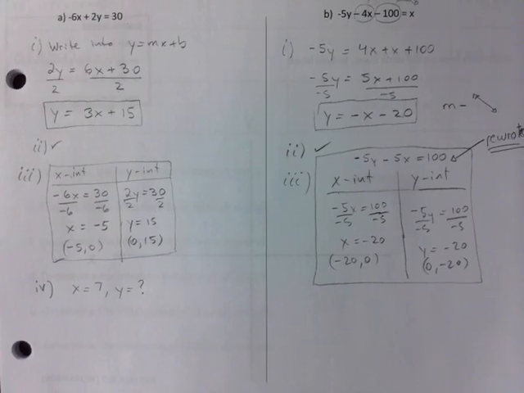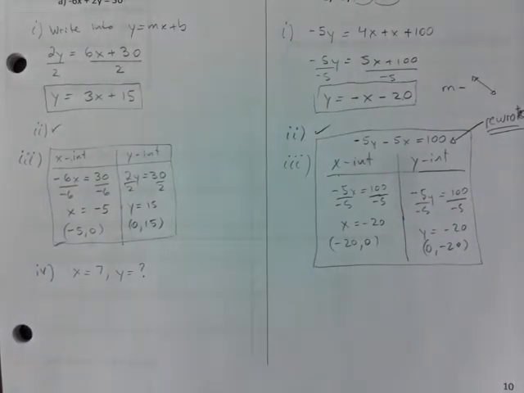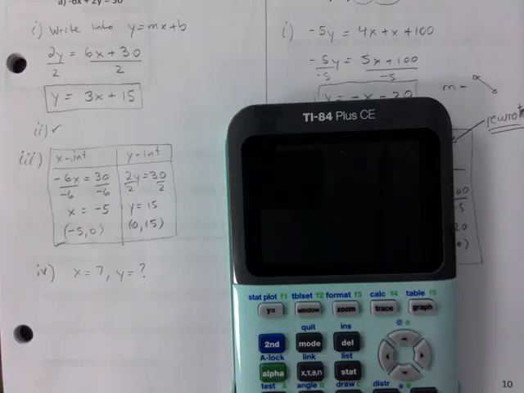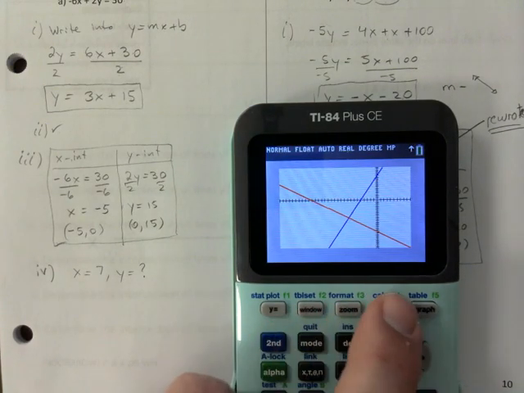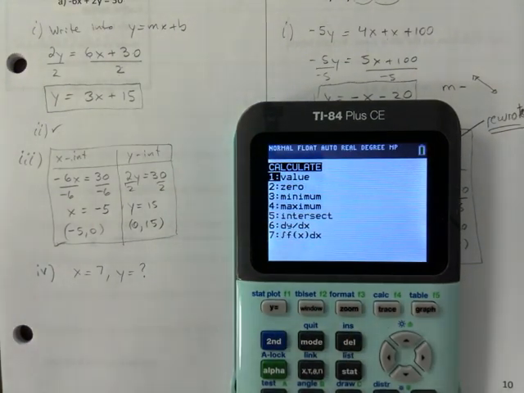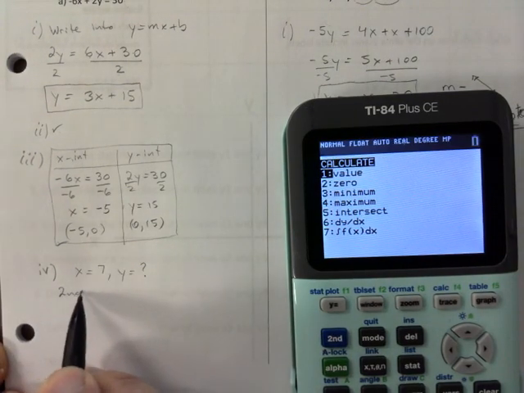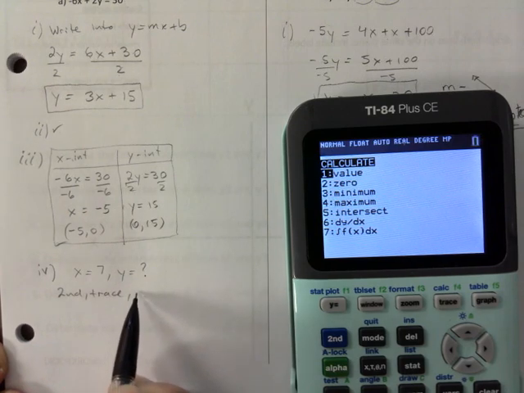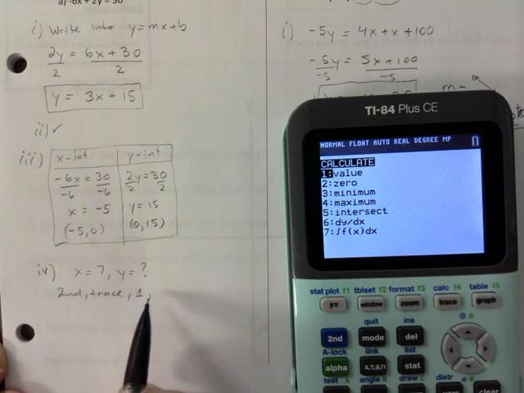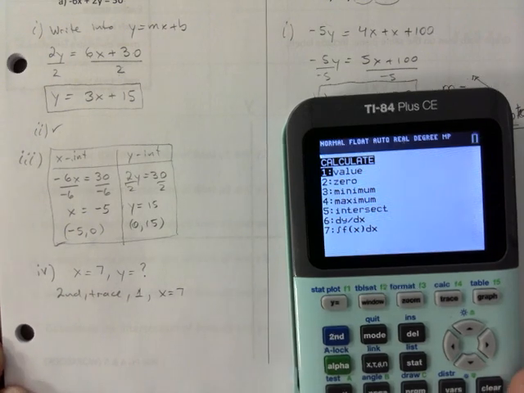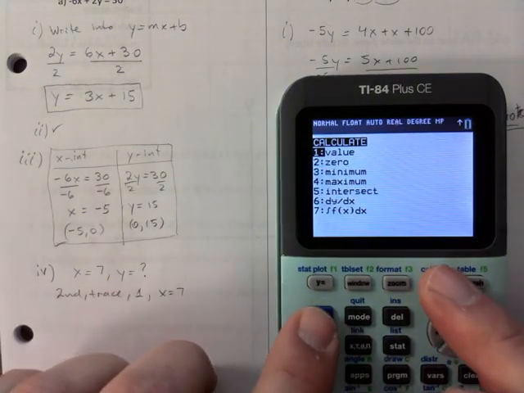Do you remember using the calculator? Don't look at me, Mr. Dixon. I'm not going to answer. No way. Do you remember? Which entries did you use on your calculator? Maybe I'll do this. Second, trace. Which one of those would you use if you know your x value? Second, trace 1, right, for value. X is equal to 7. So let's go and figure this out. Second, trace 1.